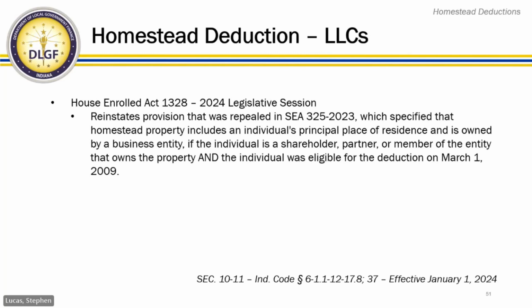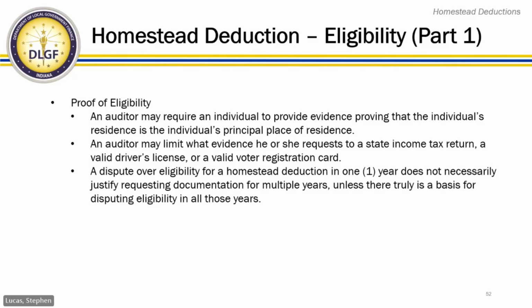So what current law says, an LLC can receive a homestead deduction if the LLC owns the property, an individual occupying the homestead is a shareholder, partner, or member of the LLC, and the property, this is key, was eligible for the homestead deduction on March 1st, 2009. If all those qualifications are met, the LLC can receive a homestead deduction.